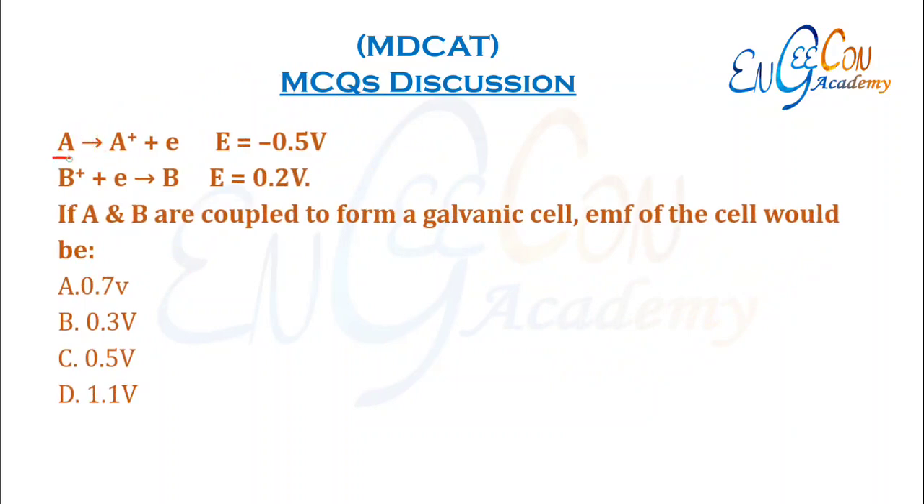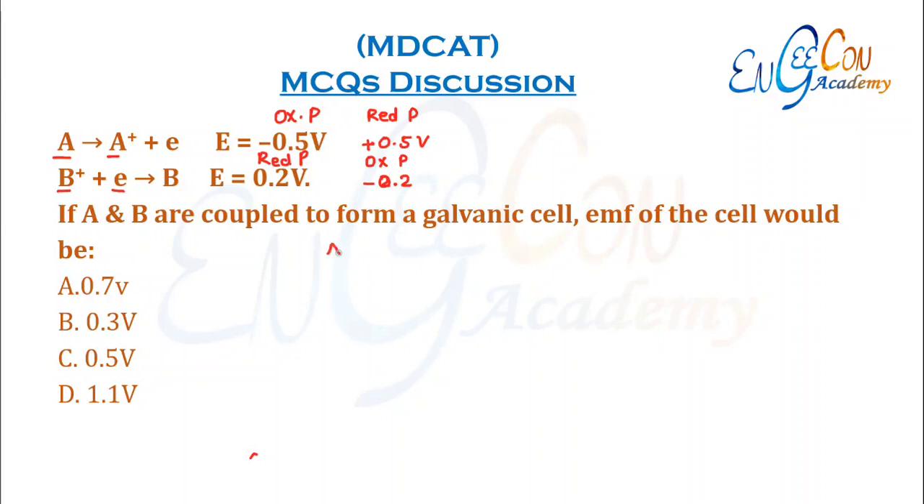Okay, now here A is being oxidized. So its oxidation potential is negative 0.5. So its reduction potential would be positive 0.5. Here B is being reduced. So its reduction potential is positive 0.2. So its oxidation potential is minus 0.2.